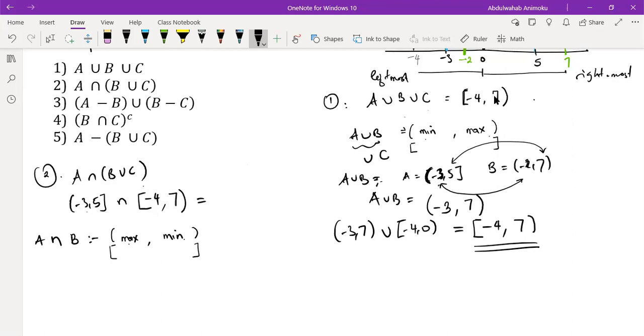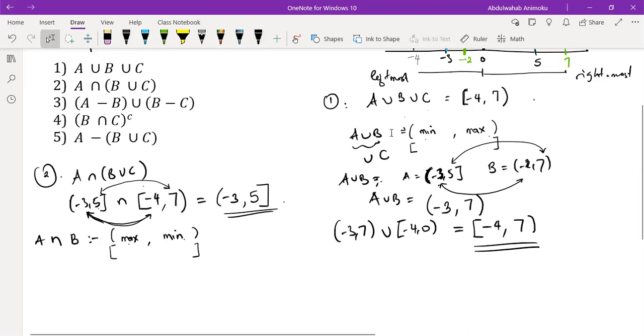So for this problem, let's just take a look at it. It means the maximum of -3 and -4. The maximum of these two numbers is -3, right? And then it comes with the open interval. And then we look at the minimum of 5 and 7, which is 5. 5 is the smaller number, and then it comes with a closed set. So this will be the solution to the second one, okay?